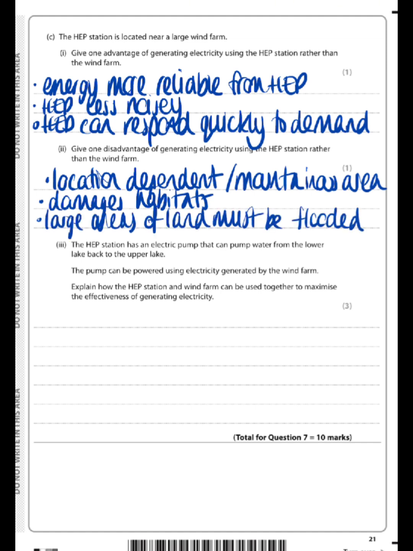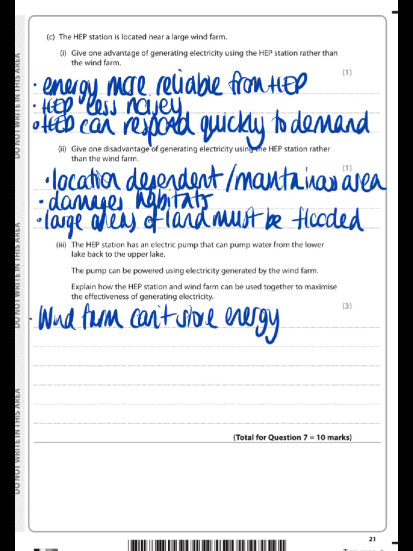Now we're asked to explain how the hydroelectric station and wind farm can work together to maximise effectiveness of generating electricity, because it says that the pump can be powered using the electricity generated by the wind farm. So explain how they can work together. It's really important here that you don't reword the question. You won't get any credit for saying that the pump can be powered using the wind farm. But what you can identify here is the problem with the wind farm is that it can't store energy.